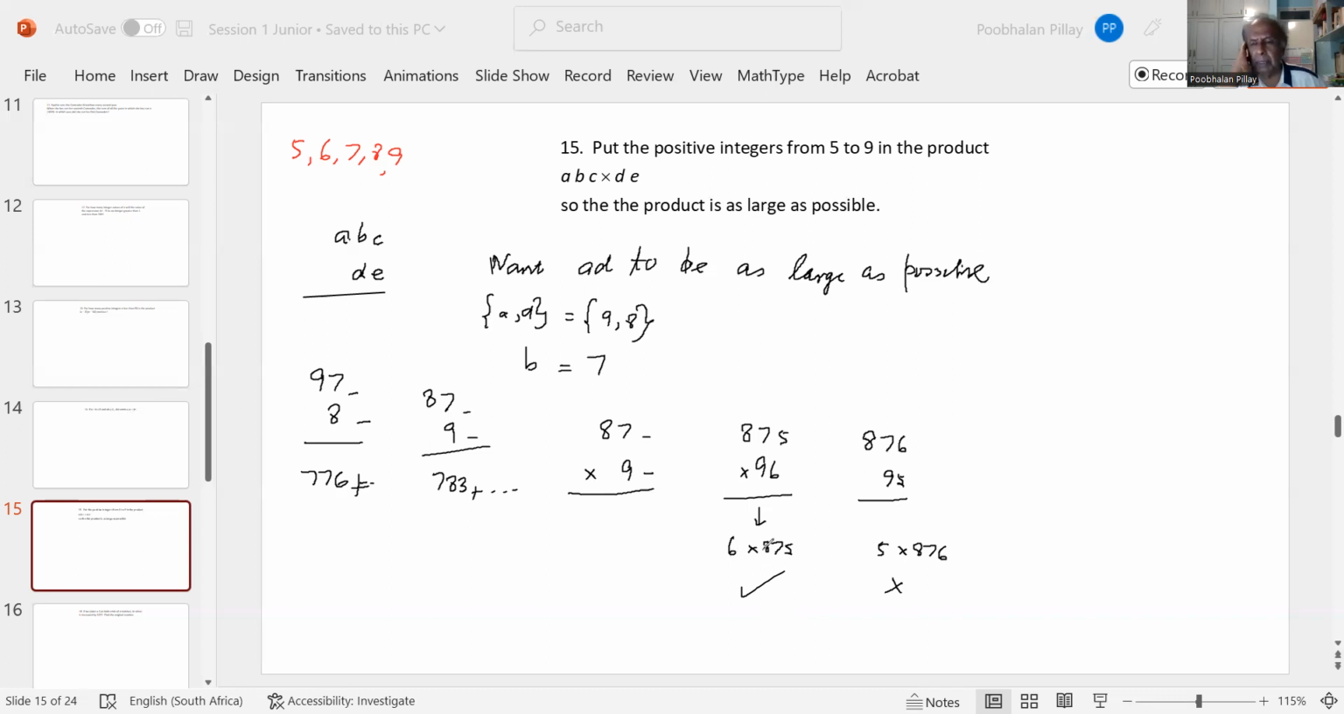You can either multiply it or you can say you've got 5 876s and you've got 6 875s. All right, so the answer is 875 times 96. So that is the answer to the problem: 875 times 96 gives you the largest possible product. There's no need to work it out. We just wanted to know which gives you the largest possible product.